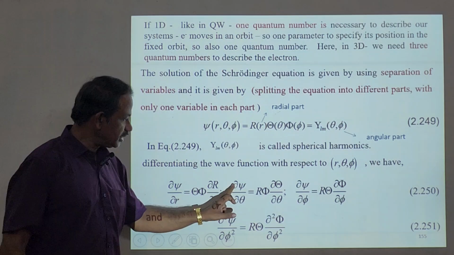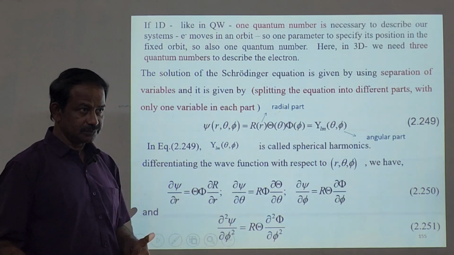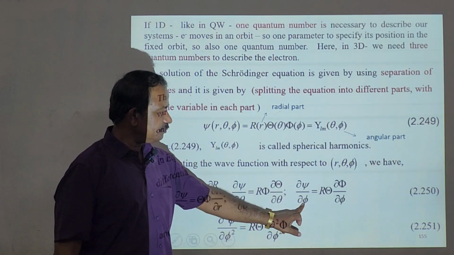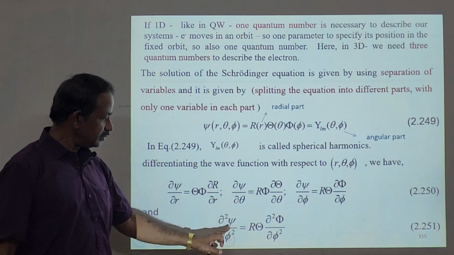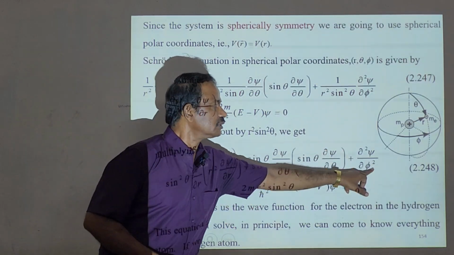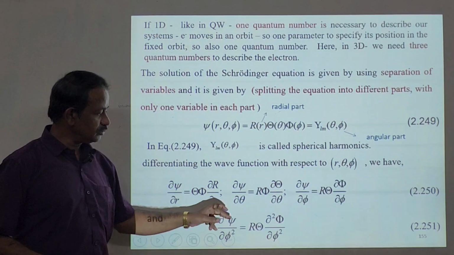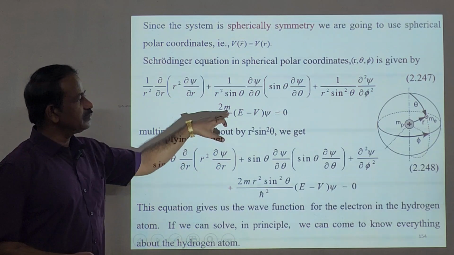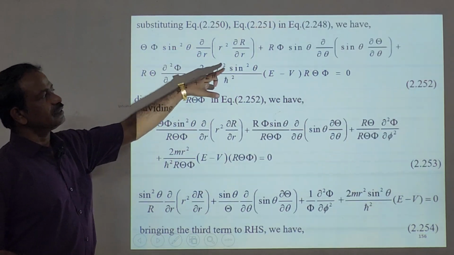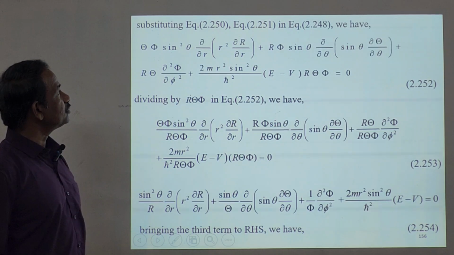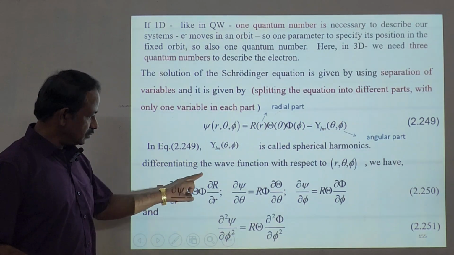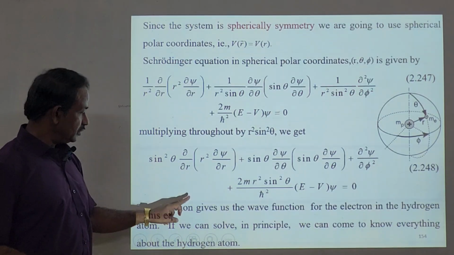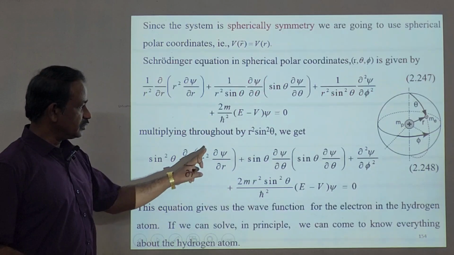Similarly, d psi by d theta: R and phi are constants, so pull them out, giving d Theta by d theta. D psi by d phi gives R Theta d Phi by d phi; we need a squared value, so squaring gives R Theta d squared Phi by d phi squared. Now substitute this in the equation. Look at this first expression; we substitute it here, d psi by dr.